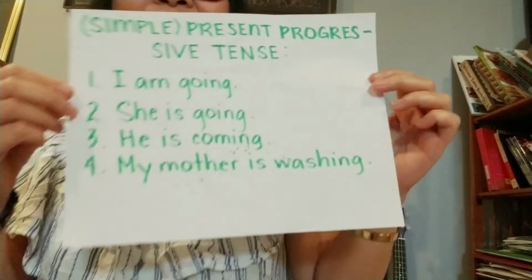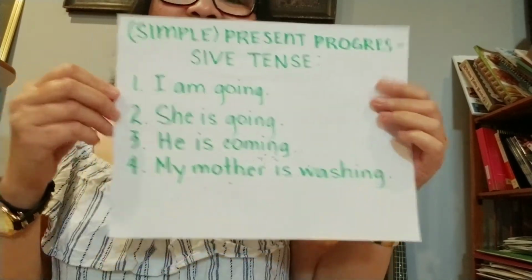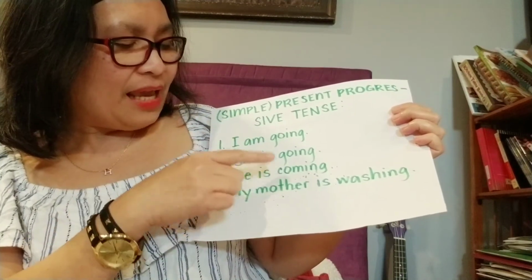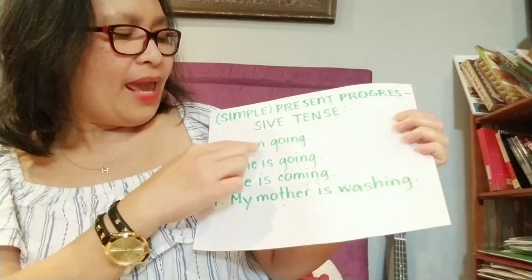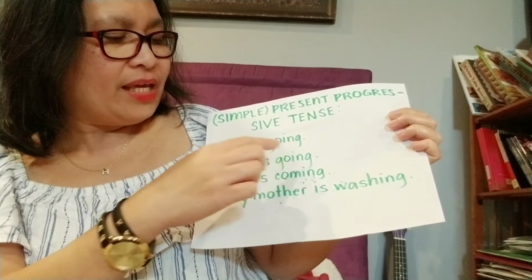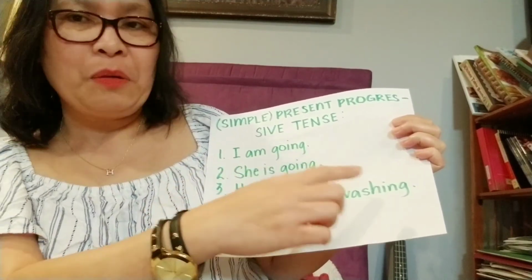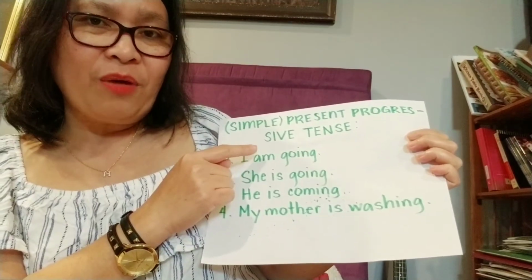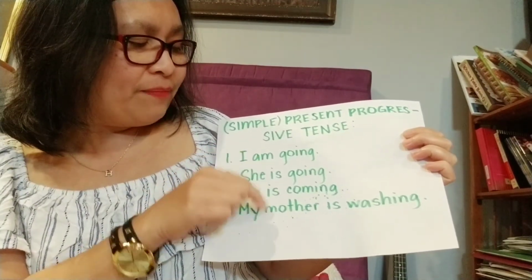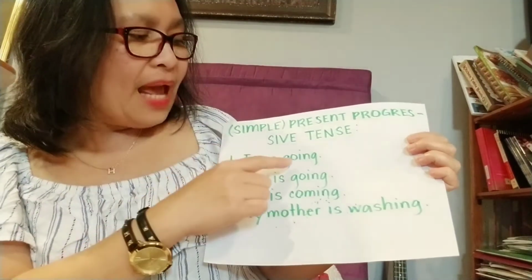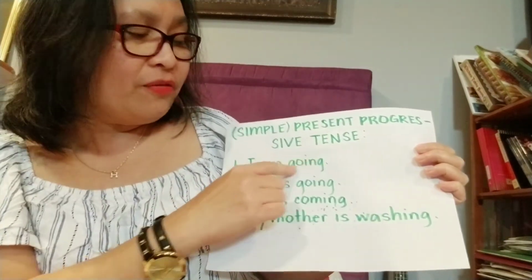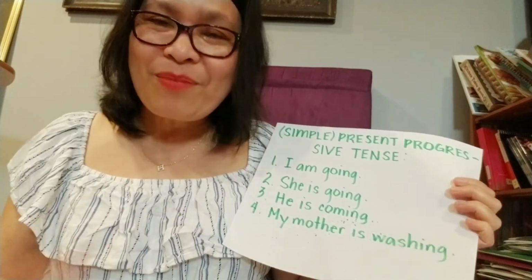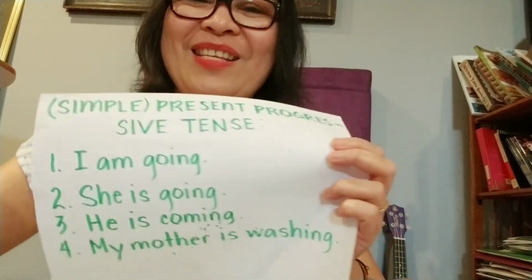You will see it is in the present form because of the helping verbs am and is. I am going, is coming, is washing. The present form of the helping verbs, am and is, plus the ing form of the verb. So, present progressive, simple present progressive tense of the verb.